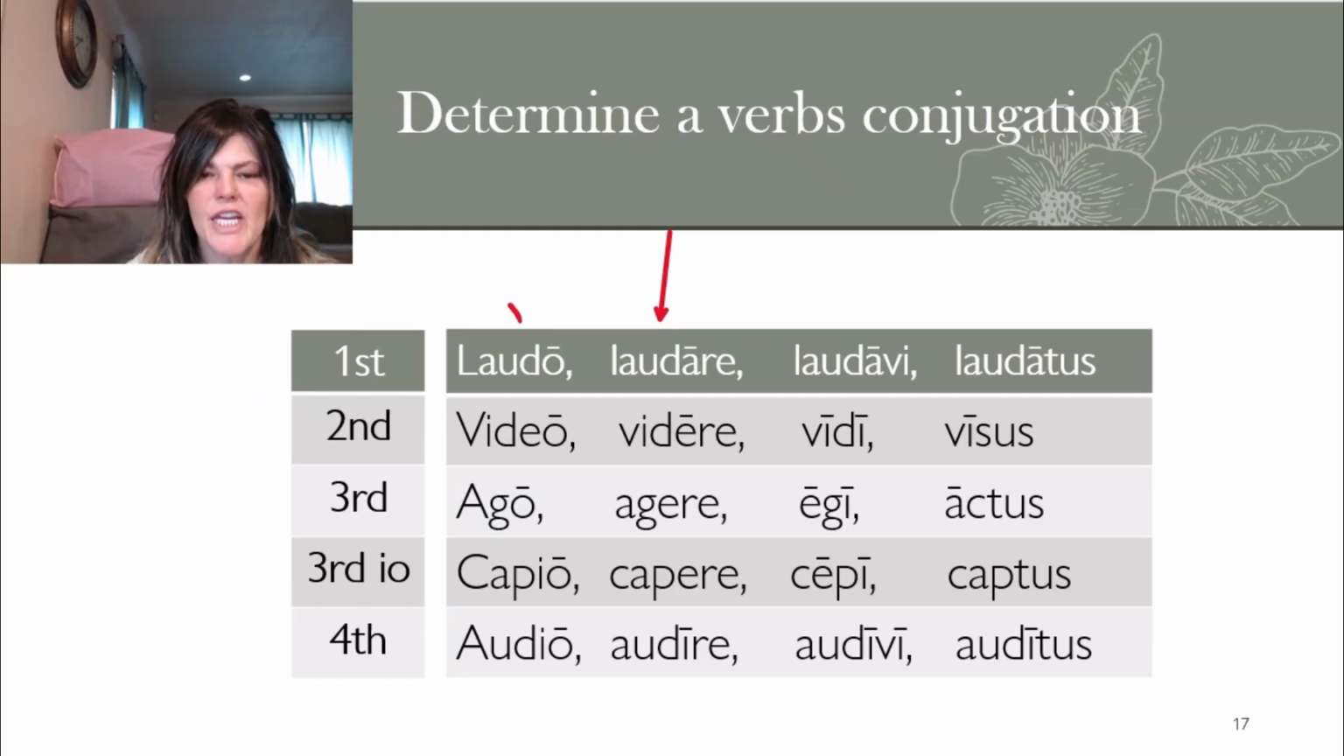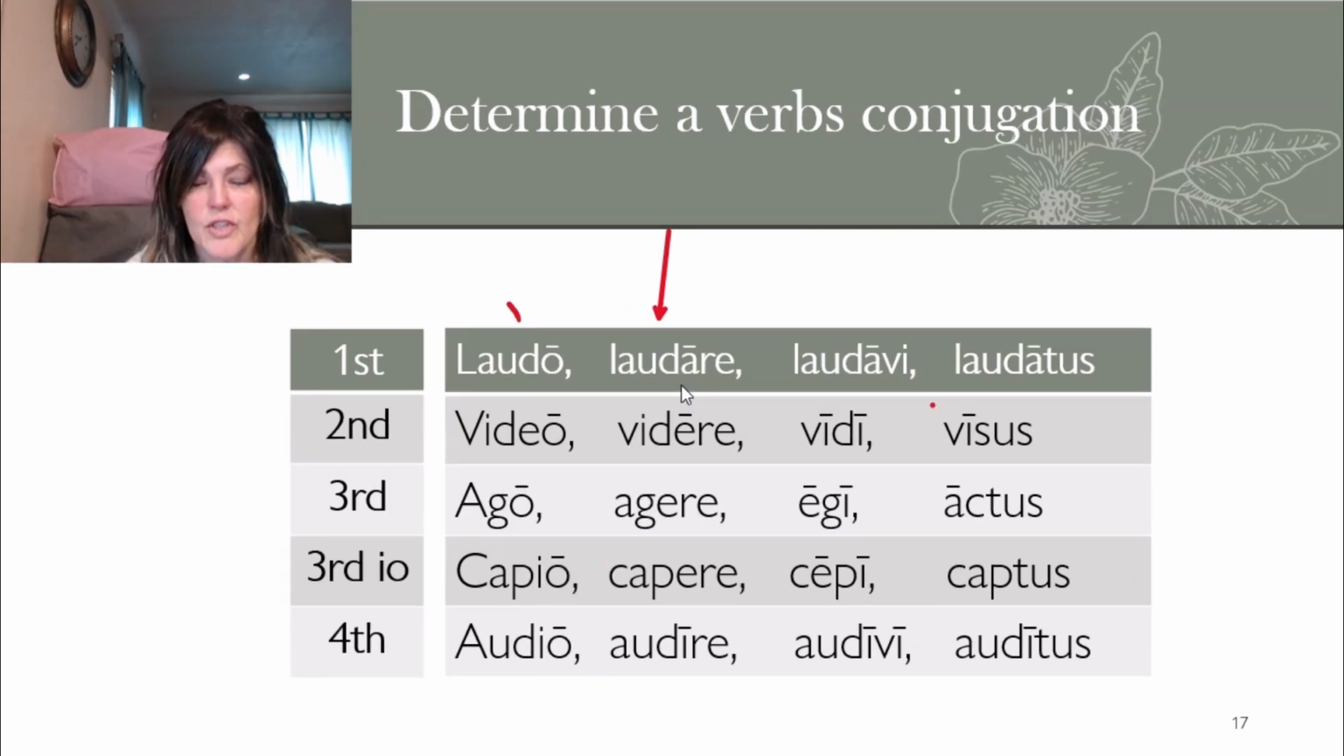So you determine the conjugation based upon the second principal part, or the infinitive. For laudo, it's laudare. Video is videre. Ago is agere. Capio, capere. Audio, audire. Those second forms are your infinitives. The first conjugation is a long ARE. So your first conjugation, like laudo, laudare, laudavi, laudatus, and that I there should be long, I apologize. A long ARE is a first conjugation.